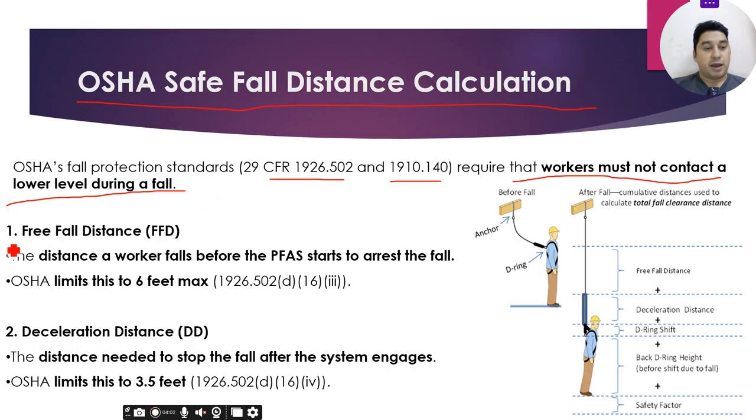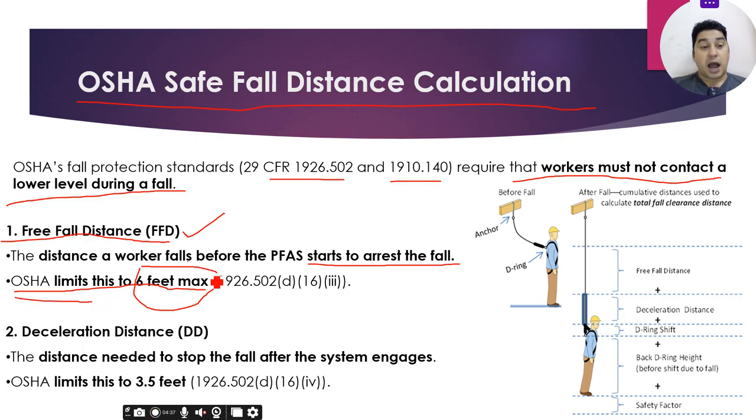The first thing we have to check is the free fall distance, FFD. Free fall distance is the distance a worker falls before the personal fall arrest system starts to arrest the fall. When the person falls, before the personal fall arrest system starts to arrest, this should not be more than 6 feet as per the OSHA requirement. If the person falls more than 6 feet, then you are violating the OSHA requirements.